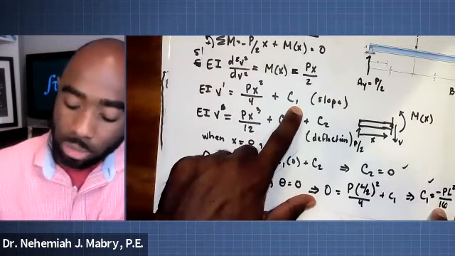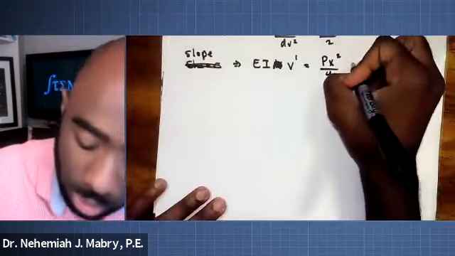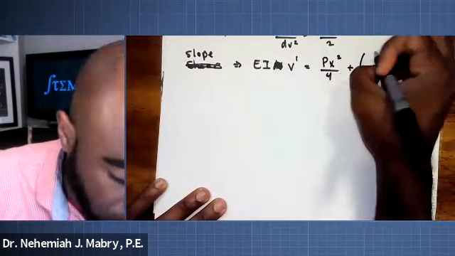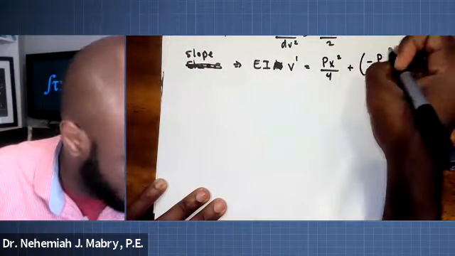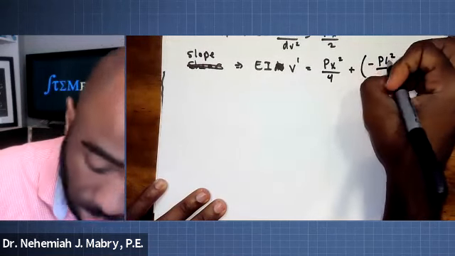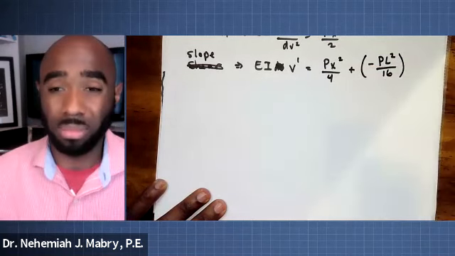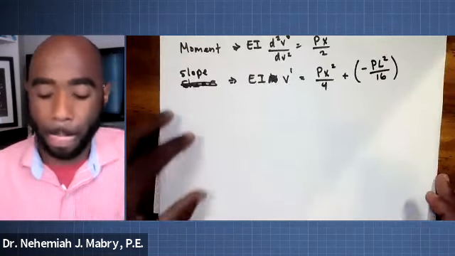And so we're going to write this instead of C1. So we'll do plus negative PL squared over 16. That's the slope.